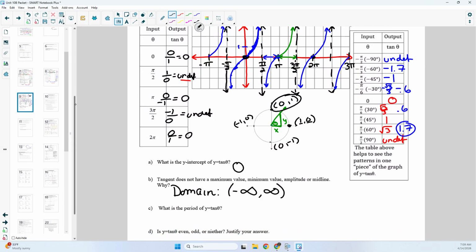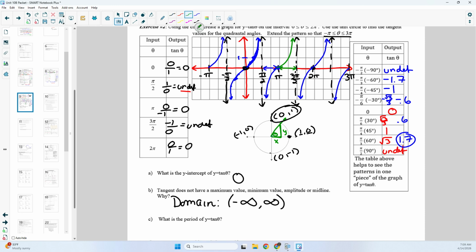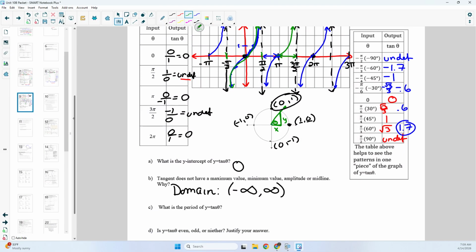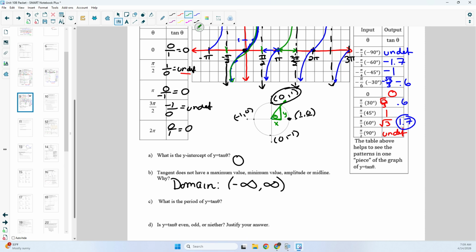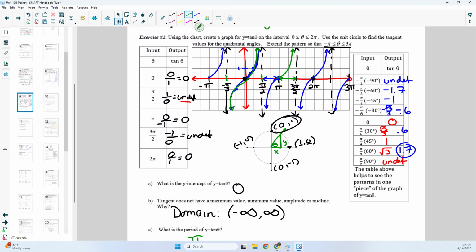Period of tangent. Basically, we're saying how long is it to do one of these slashes. So this is a little different than sine and cosine because I only have to go from negative pi over 2 to pi over 2. That's a total, like negative 90 to 90 is 180. So the period is just pi. I just switched over to degrees to make it a little easier to think about.